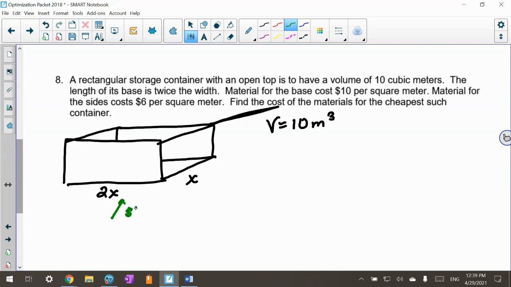The material for the base costs $10 per square meter. Oh, so this is square meters, sorry. And material for the sides costs $6 per square meter. So it must be not as substantial. Find the cost of the materials.